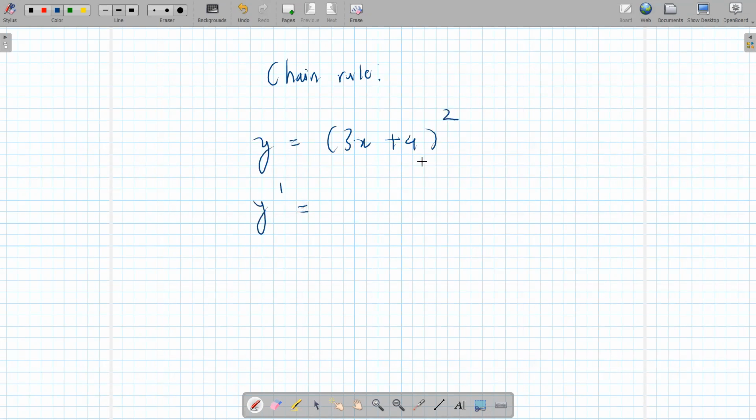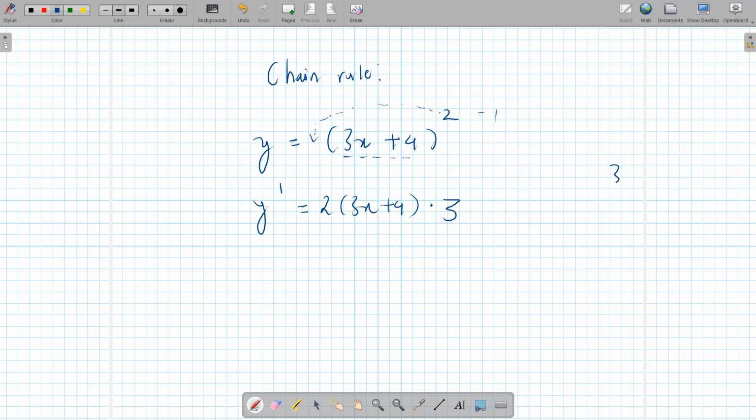To find y prime, you're going to use the power rule if you remember. You're going to bring the exponent down and take one away from it. So if you use the power rule here, you're going to get 2 times 3x plus 4, because 2 minus 1 is a 1. But now, because this is a function within a function, because we have 3x plus 4 on the inside, and on the outside we have a squared thing, you need to use the chain rule. And that says you have to multiply this by the derivative of the bracket, which would be a 3, right?